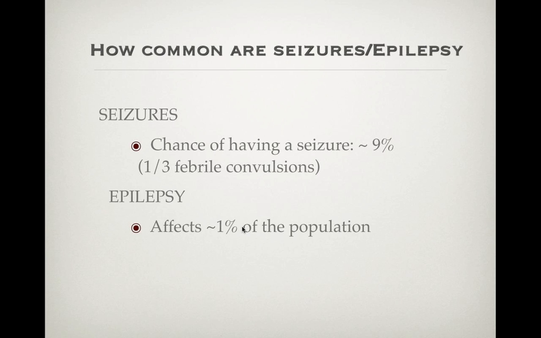How common are these seizures? Your chance of having a seizure just in general in the population is almost 10%. So 1 out of every 10 persons may in fact have a seizure in their lifetime, which is pretty high. But a third of these are actually seizures that children or infants have associated with a fever. Epilepsy affects 1% of the population. 1 out of 100 doesn't sound like a lot, but when you multiply that over 350 million people in the U.S., 350,000 cases, that's a lot.